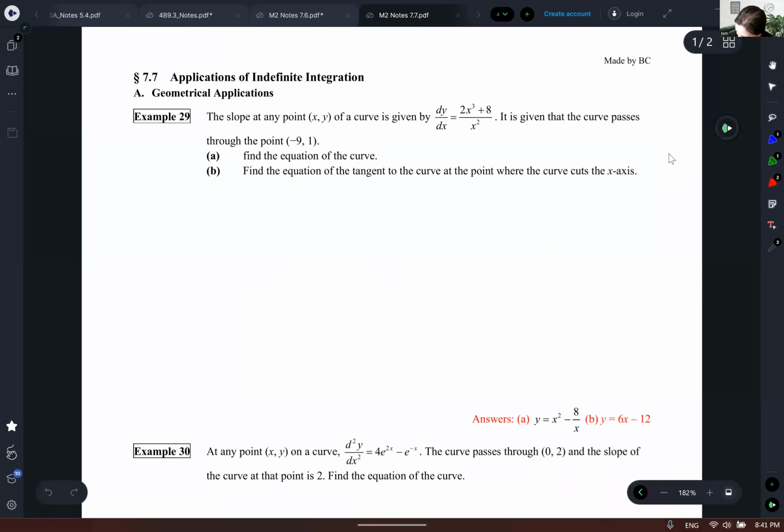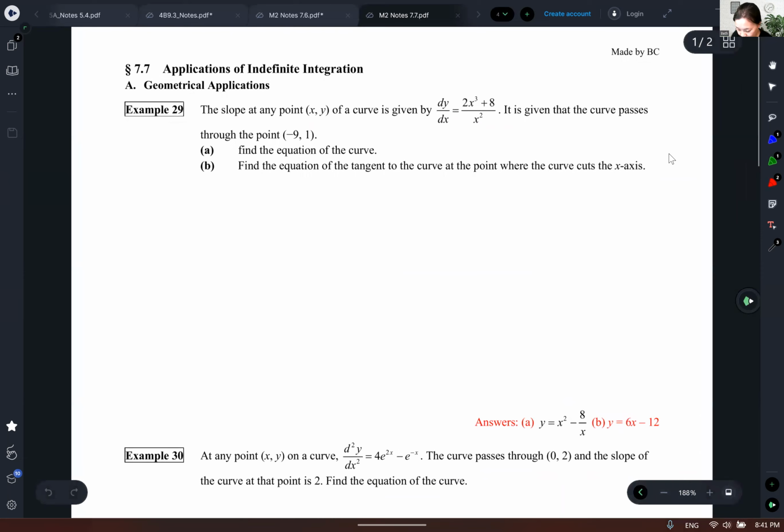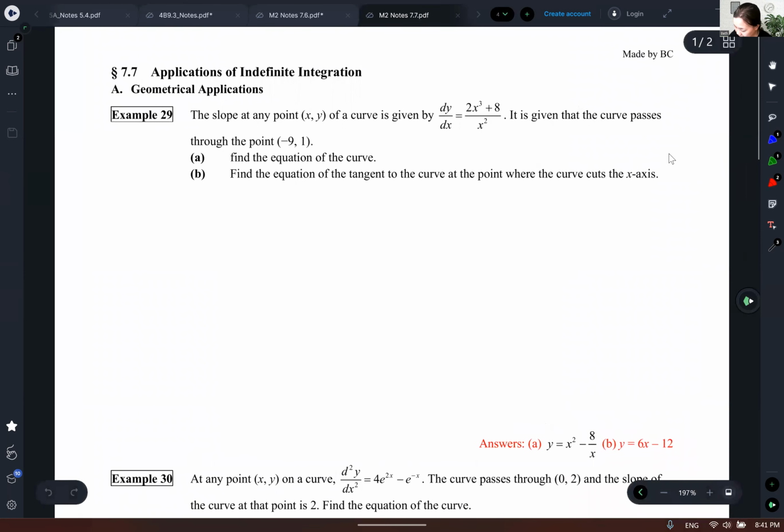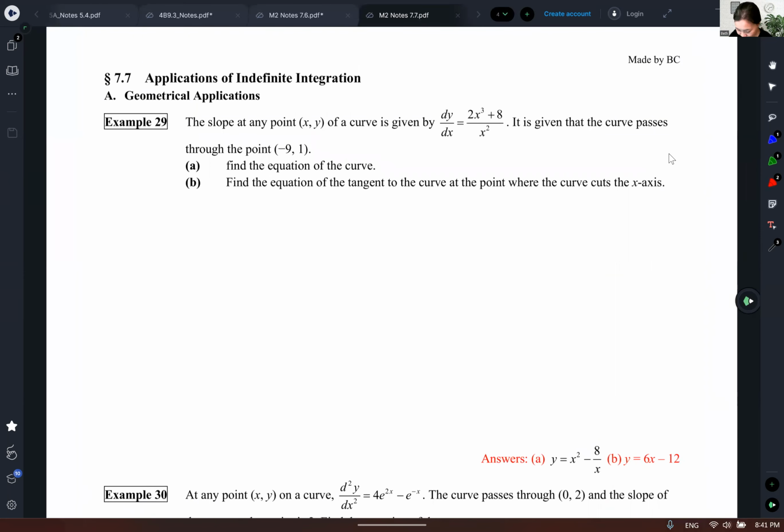Now, this is the last part, the application of this integration. It's very straightforward. So 3 examples. So after this, we're done.